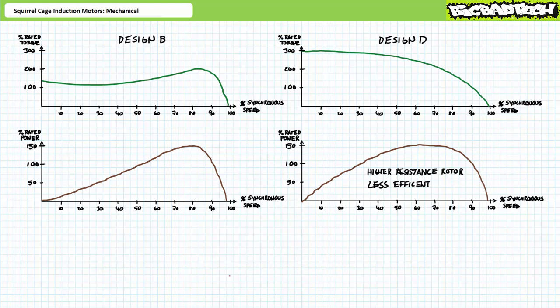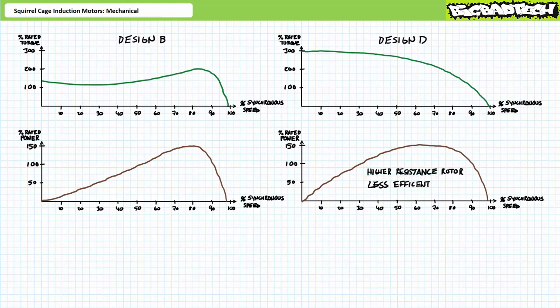The second noticeable difference between design B and design D motors is their efficiency. Again, we've yet to discuss electrical properties and efficiency. However, design B motors are relatively efficient, whereas design D motors, not so much. Meaning a design D style motor will consume more real electrical power input to produce usable mechanical power output.